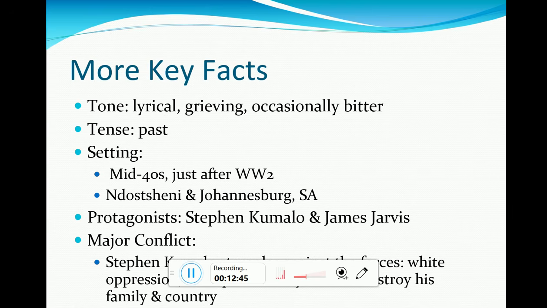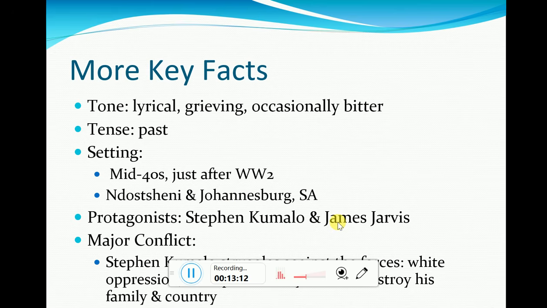Firstly, he describes that the land is dry and desolate. The soil is barren. It cannot keep men anymore. Hence, people move from Ndotsheni to Johannesburg. These are the people who are residing at Ndotsheni. And on the same note, there is another portion of the land that is green and matted. Green and matted. It's bountiful, big enough. That is the farm where James Jarvis resides.